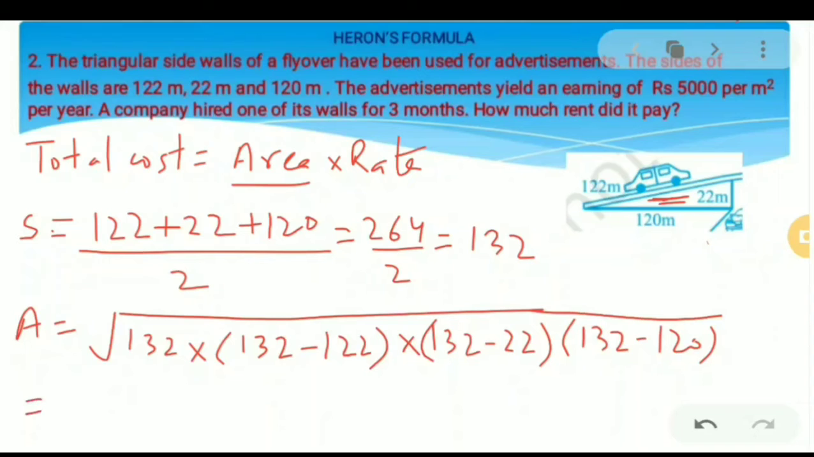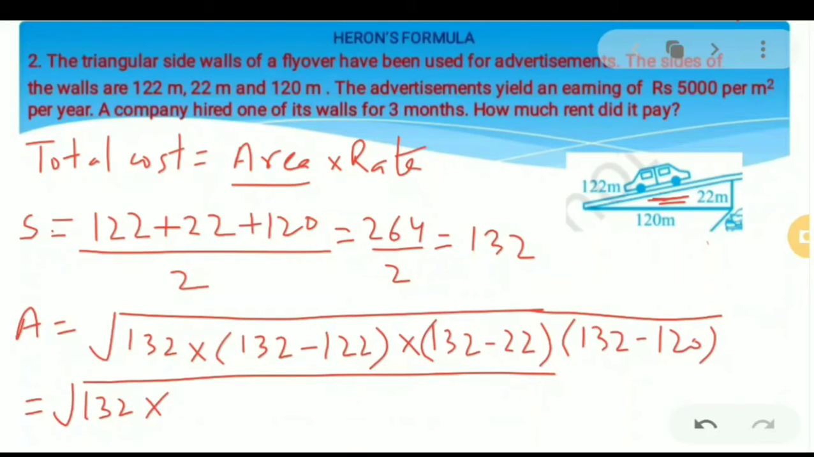Now it will come 132 into, if you subtract 132 minus 122, it will come 10. Then 132 minus 22 it will come 110, and 132 minus 120 it will come 12. So we got 132 into 10 into 110 into 12 in the under root sign.